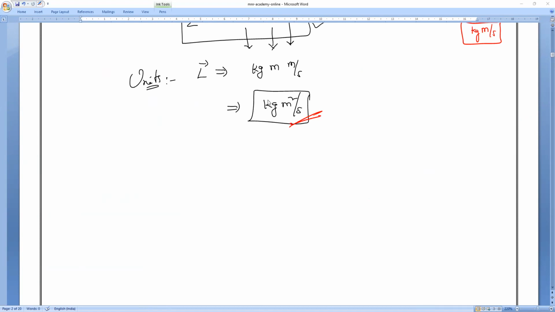So please practice. Then in tomorrow's class we will study angular momentum of a rigid body as well as a rolling body. Okay. Now you do one thing. One minute.